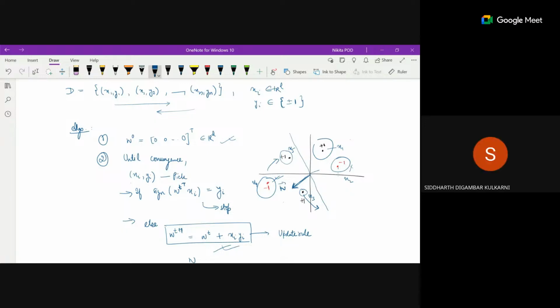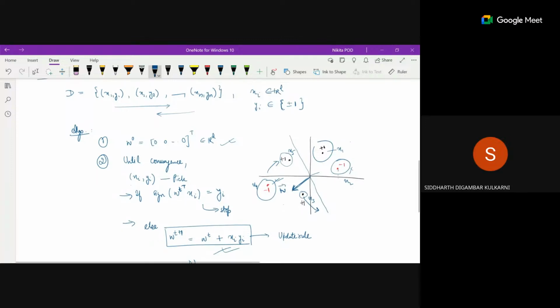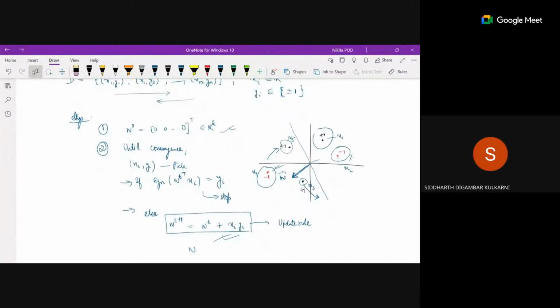So once you get a mistake, suppose the sign of W transpose Xi is not equal to Yi, then you immediately apply the update rule, without going to the other points. Whatever data point you have picked, you found a mistake, you do the update rule, and whatever W you get after this update, you use this new W for the next point that you check.